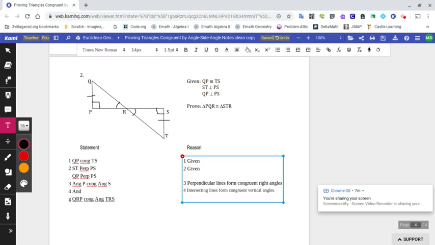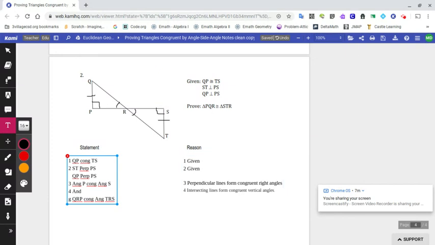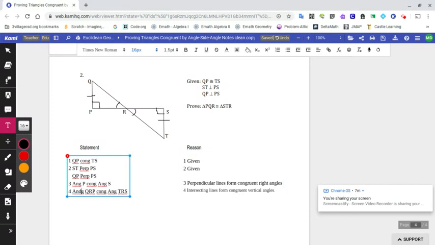What happened here? Let me fix that. Angle QRP. Now we've got everything we need. So 5, I can say triangle PQR is congruent to triangle STR.